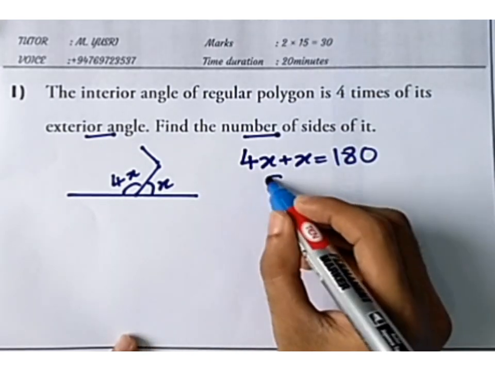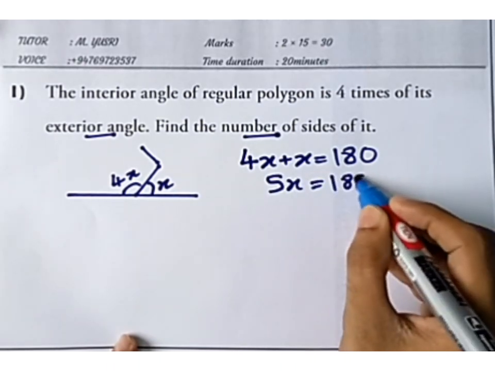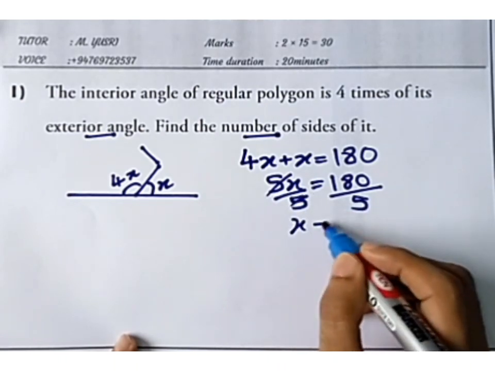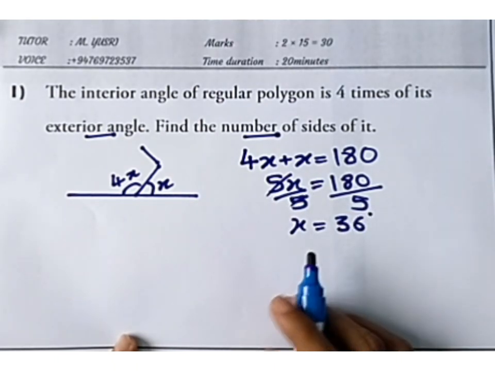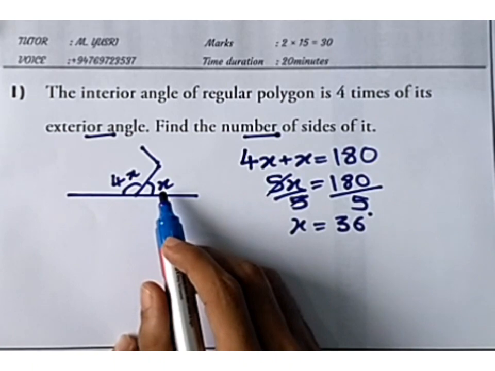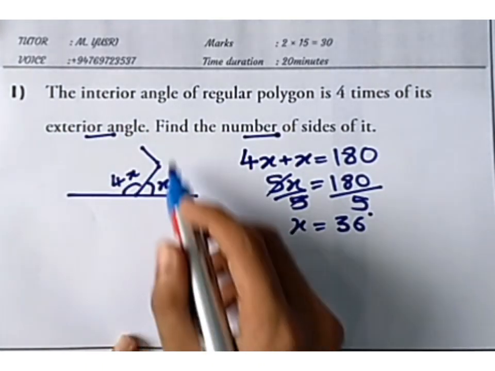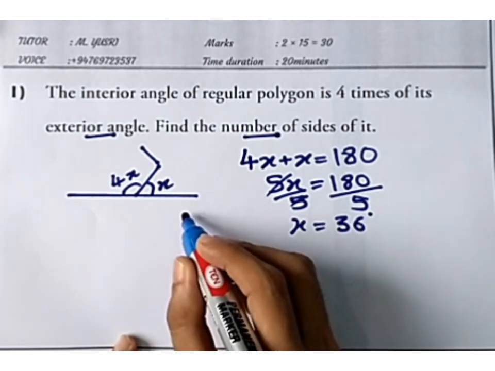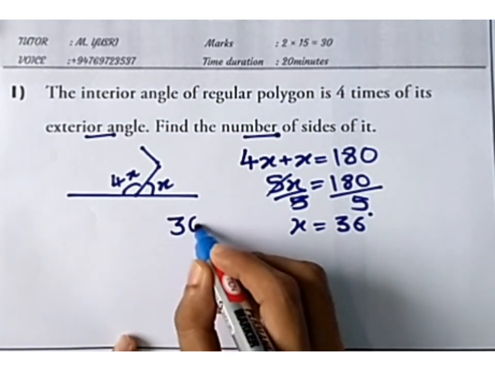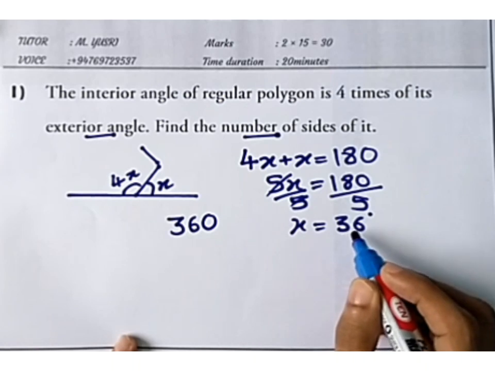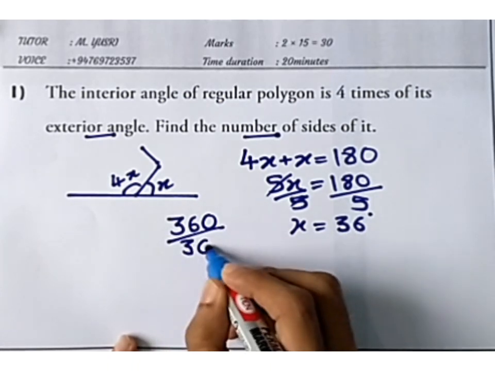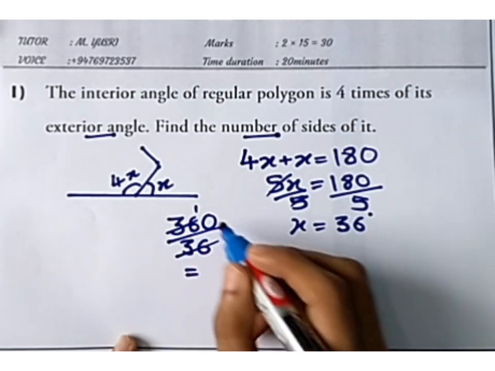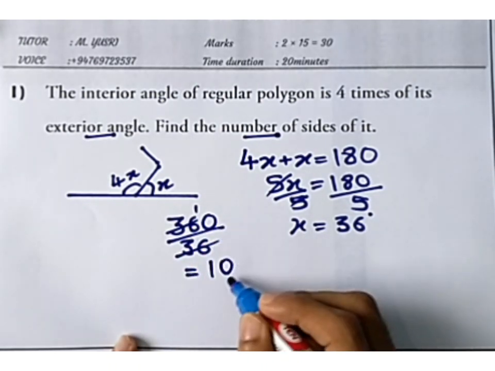Now we can find the value of this exterior angle. 4x plus x is 5x, and that equals 180. Now we divide both sides by 5, so x equals 36. So now we have found the magnitude of the exterior angle, and the sum of all the exterior angles of any polygon is 360, right? So we have the total sum, 360, and the magnitude of one exterior angle is 36. If we divide them, we get the number of sides. 36 into 360 gives just 10 sides.